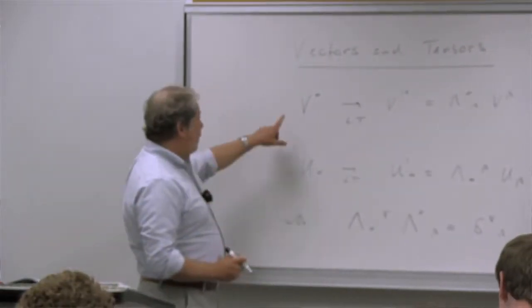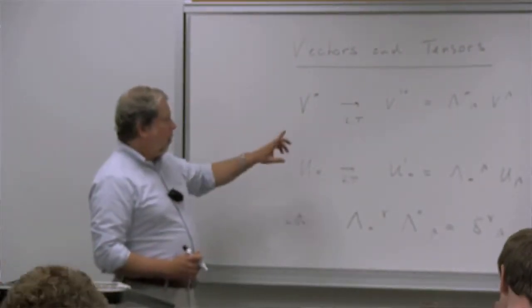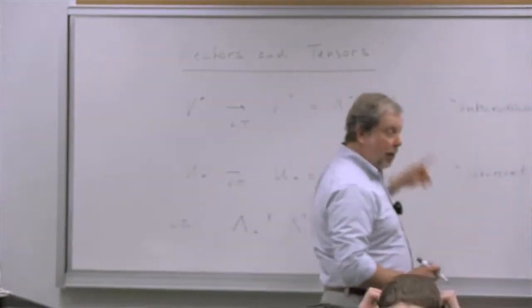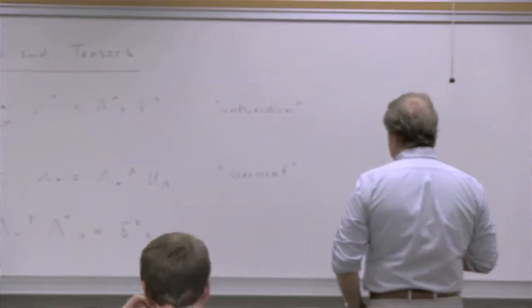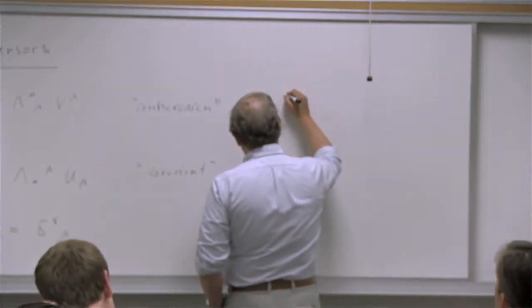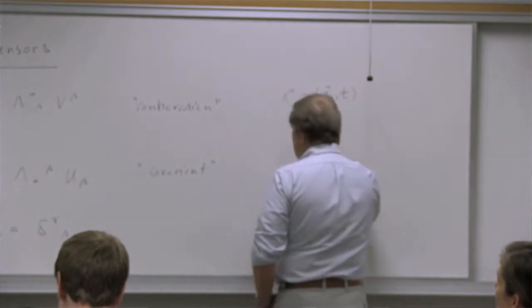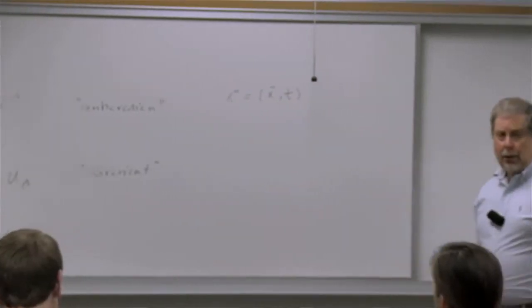And here is an example of what I wrote already on the blackboard last time, where you have a vector which has an index up, and it transforms under the Lorentz transformation in this way. The classical example for that is x alpha, right? So x alpha is x and t, so that's a naturally contravariant tensor.